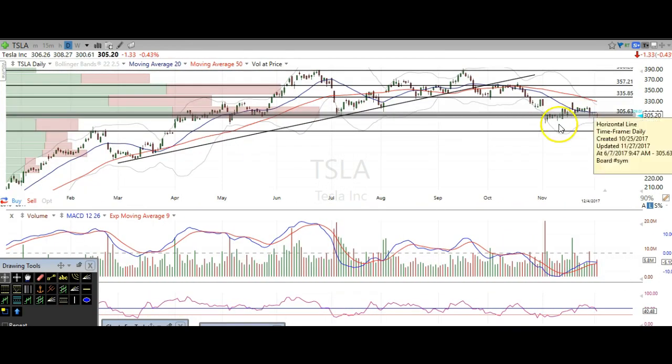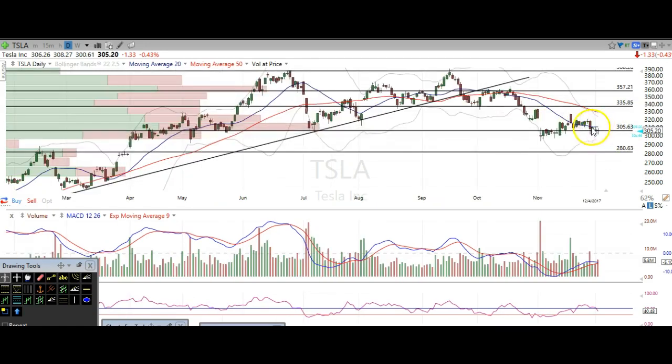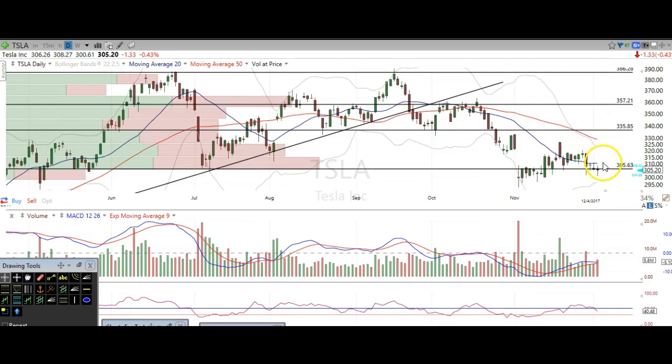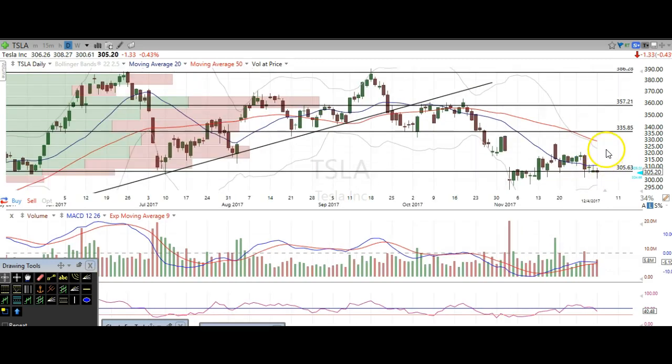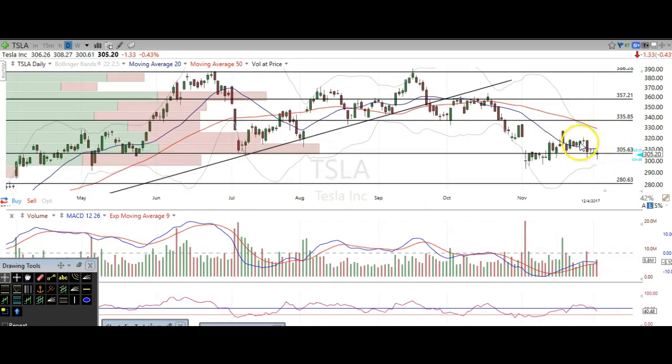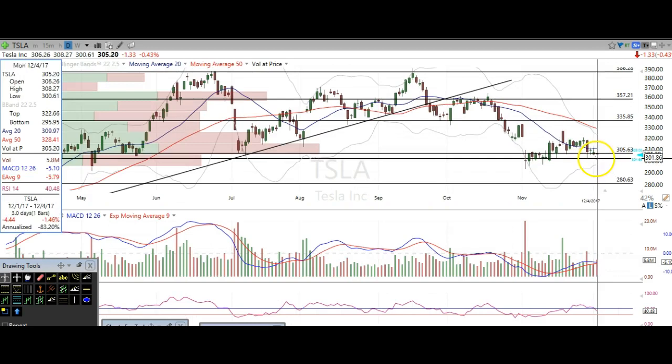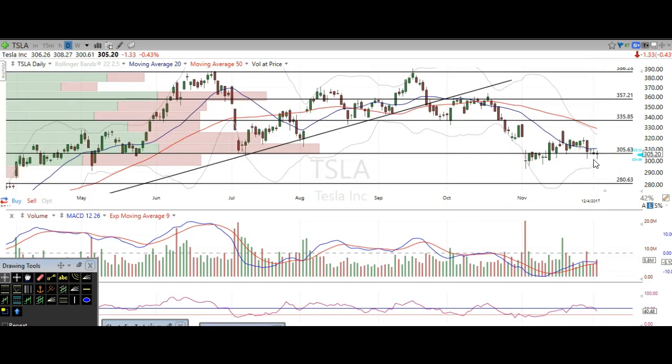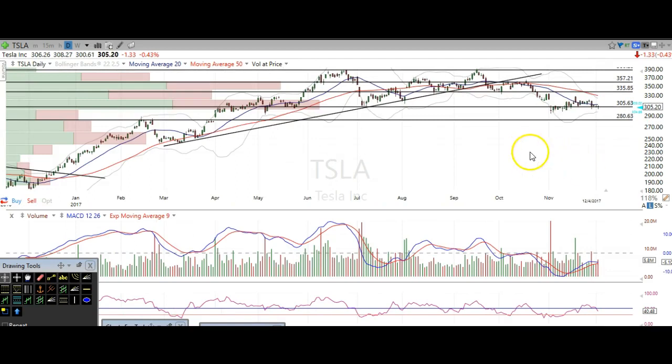And Tesla here is right at a pretty big support, right around 305, pretty much right where we closed. And we closed with a hammer. So if we can get a bounce tomorrow and a close over today's high, then I think we can get a nice bounce on Tesla. It really needs to hold this level. If it closes below about 302, 301, then we're likely going to head down to 280 at least.